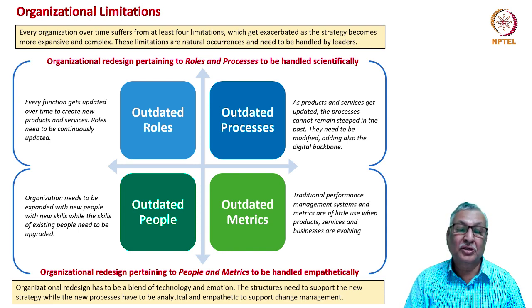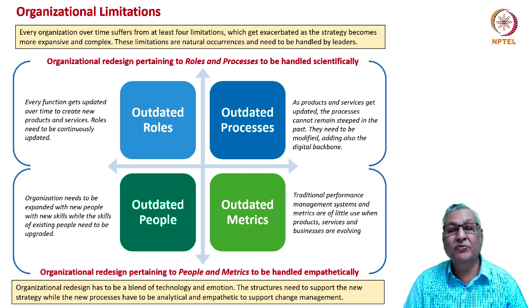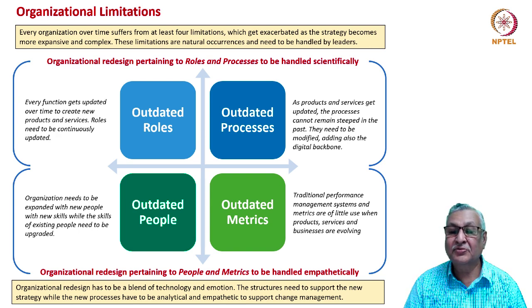Outdated people. It doesn't mean that people are irrelevant. People are as relevant in new systems as they were in the old systems. But new people have to emerge from the existing people in terms of new skills. And the skills upgradation of the existing people is one of the foremost tasks of leadership. Then we have metrics. The metrics as measured earlier are outdated. Traditional performance management systems and metrics are of little use when products, services and businesses are evolving continuously.